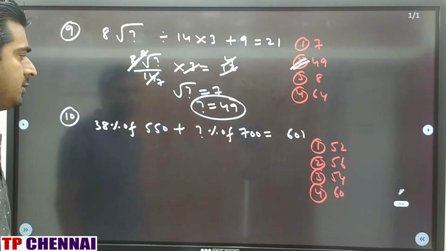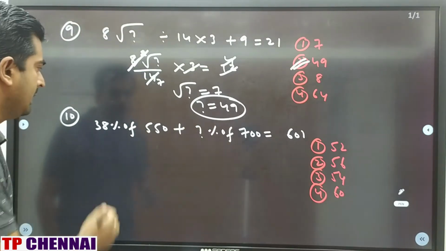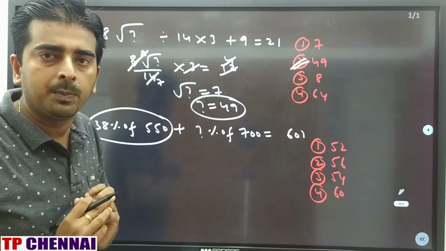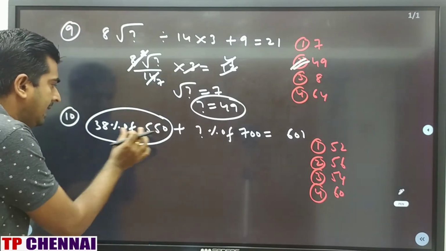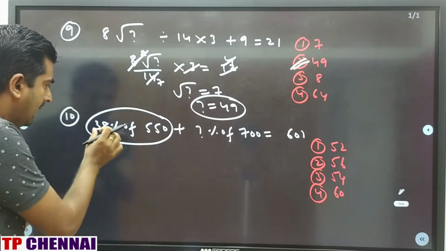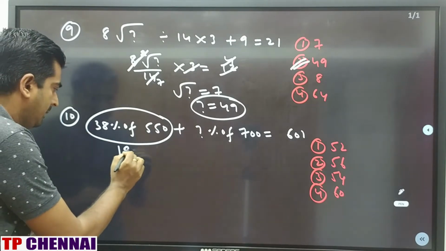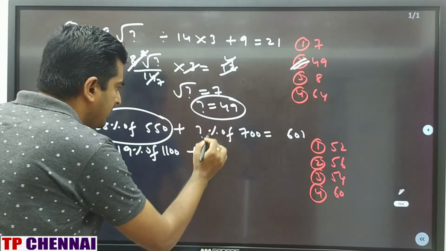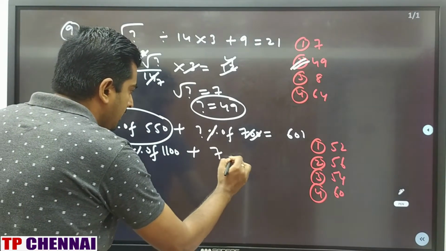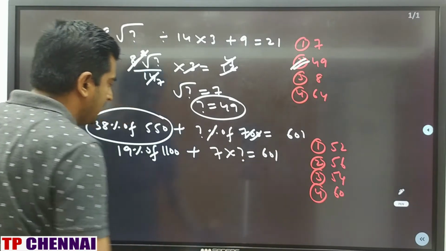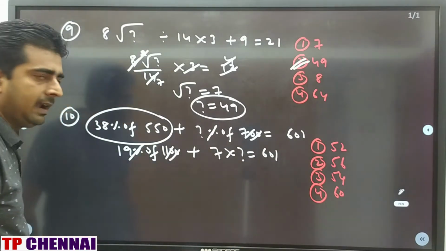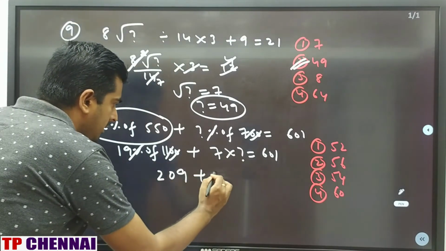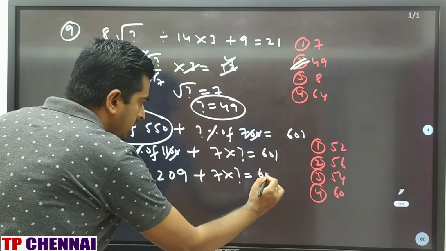38% of 550 plus question mark percent of 700 is equal to 601. 38% of 550 itself is a tough task. But if you have good command on percentage or simplification, what you will do? 19% of 700. What I did? Half this number, double this number. So 19% of 1100. These are all calculation skills, right? This percent and double zero will go out. 7 into question mark is equal to 601. What is 19 into 11? Multiplication by 11. 209 plus 7 into question mark is equal to 601.